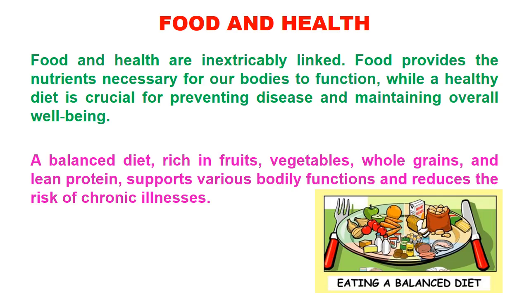Food can provide the necessary nutrients, but in addition it has to play an important role in protecting our health and preventing diseases, for which protein plays an important role in giving us immunity. The quality of food depends on the quality of protein, and that gives proper protection for our health. A balanced diet is very important, and it should be rich in fruits, vegetables, whole grains, and lean protein. Finally, it supports bodily function and reduces the risk of chronic illness.